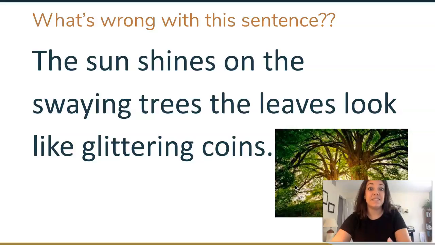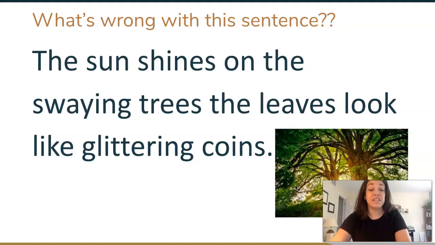Well, this is a typical run-on sentence. We have too many words in this sentence. We need to split this sentence into two. So where should we split this sentence? Where should we put a period to make this into two sentences? The sun shines on the swaying trees. The leaves look like glittering coins. Which word should we put the period after?